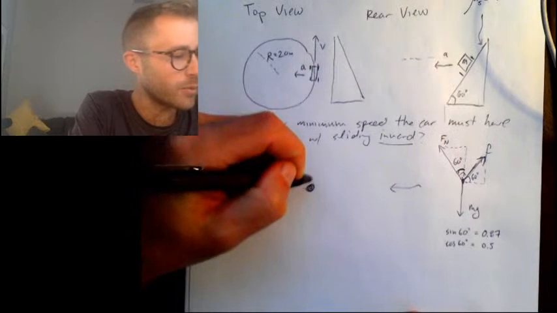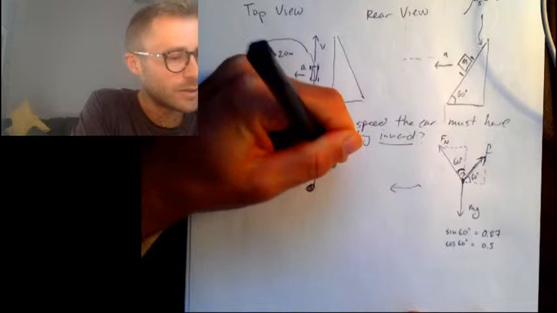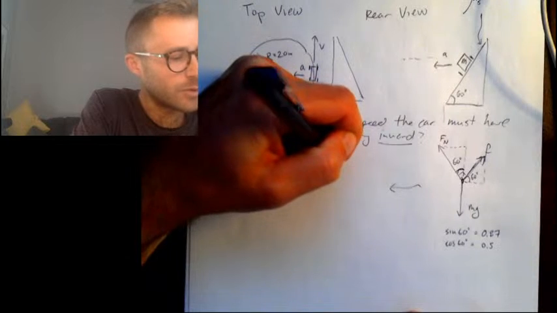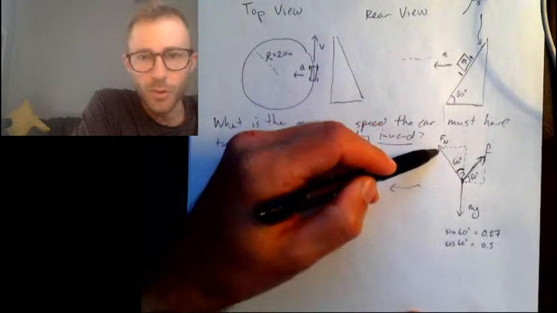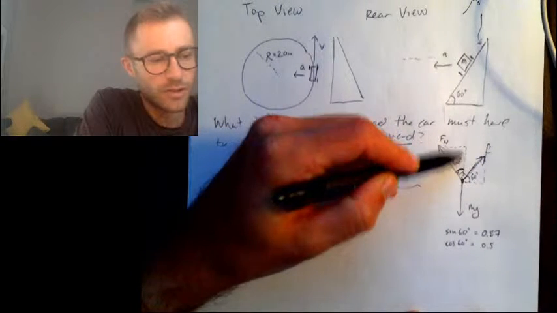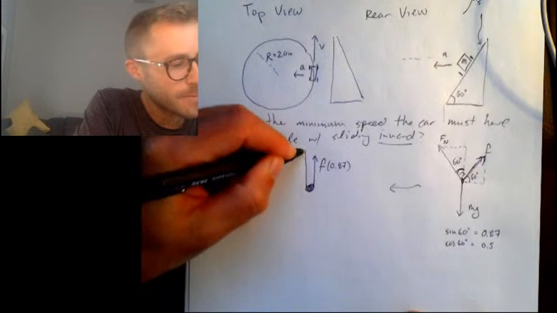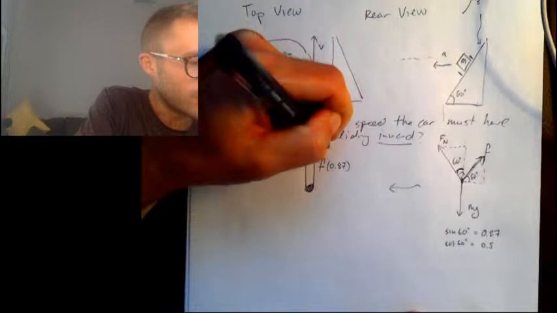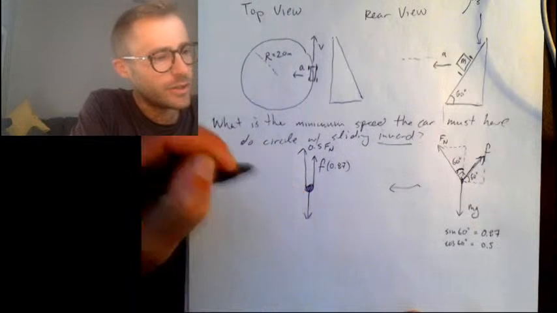So I've got an upward force of friction times F sine of 60, friction times 0.87. The upward component of the normal force is adjacent to this angle, so that's going to be normal force times cosine of 60, so this is 0.5 normal force. And then I have mg going downward.